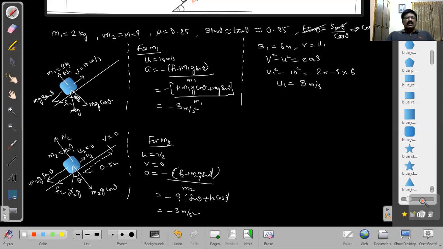So with this acceleration, whenever it travels a distance equal to 0.5 meter, the velocity becomes 0. So what is the v2 value we had to find? After collision, whatever the v2 is, we had to find.